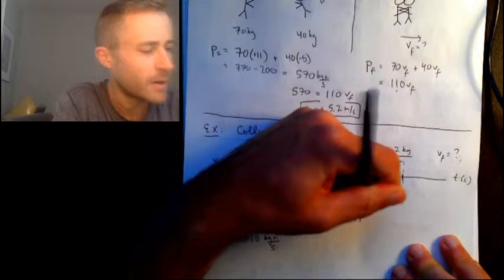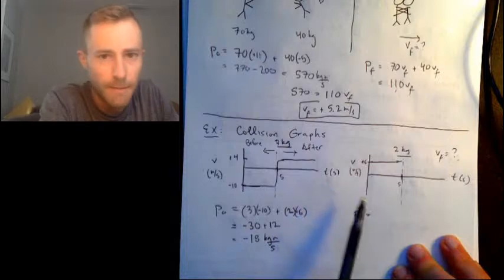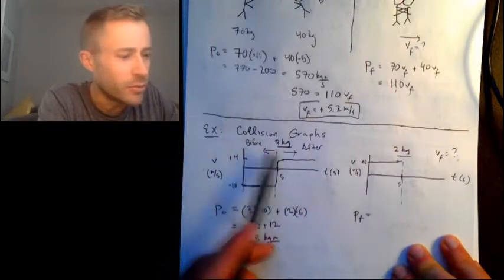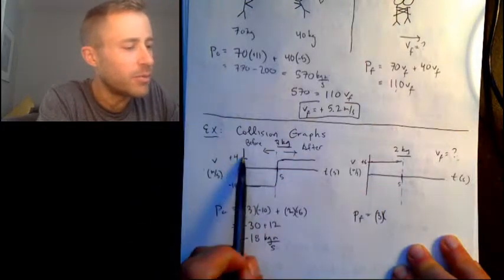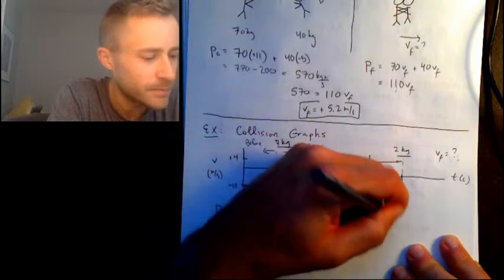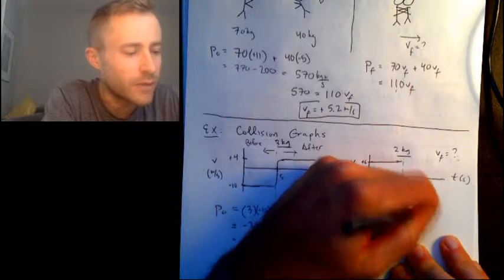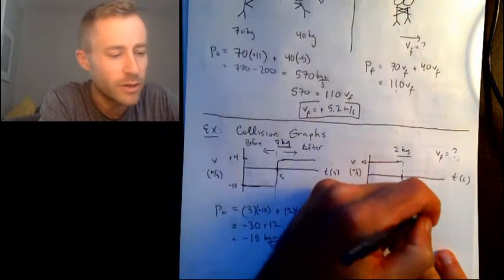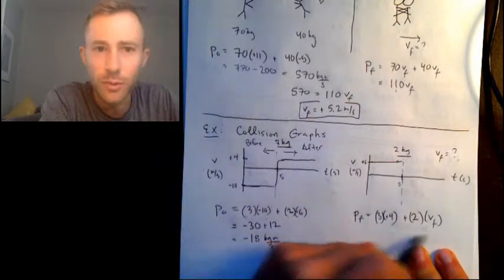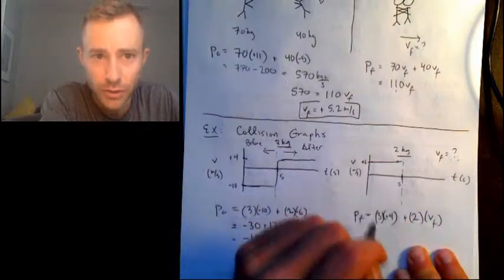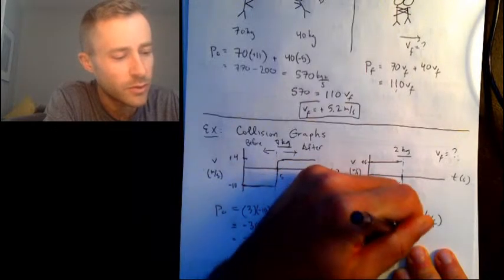After the collision, so what is happening beyond 5 seconds, we know that this 3 kilogram mass has a velocity of plus 4 meters per second. And then the 2 kilogram object has a momentum that's 2 times whatever its final velocity is. This one is not a number, it's an expression because we don't know what the final velocity is. So we have 12 plus 2 v final.